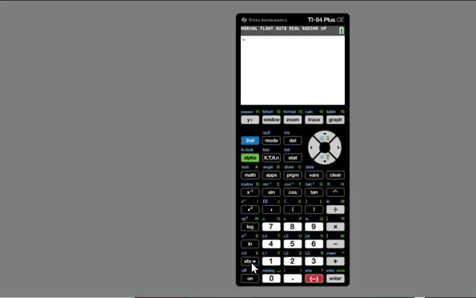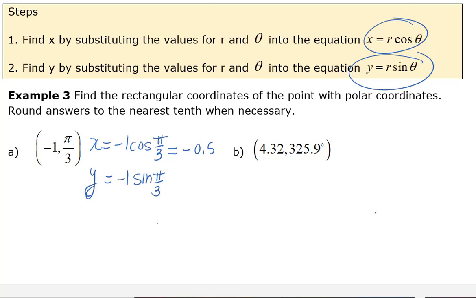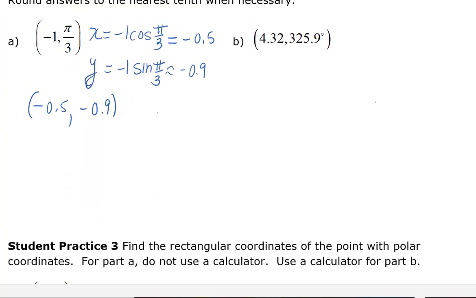All right, so we do -1 times the sine of pi over 3. So I get -0.866. We're rounding to the nearest tenth, so the final answer would be -0.9 for this one. Approximately -0.9. So the point -1, pi over 3 in polar converted to rectangular is -0.5, -0.9.